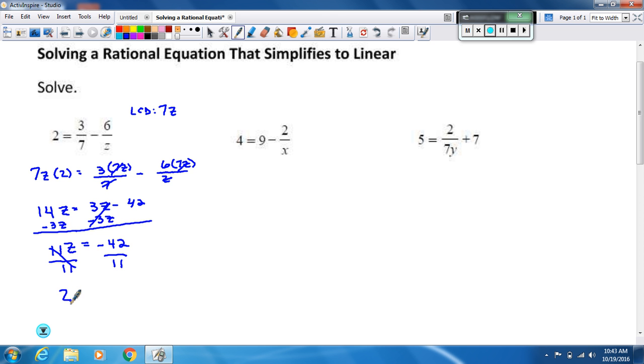So Z equals, okay, you can leave this as a fraction. So put the negative out front. 42 over 11 doesn't simplify. If it were to simplify, you have to simplify it, but it doesn't. So then you have your answer.